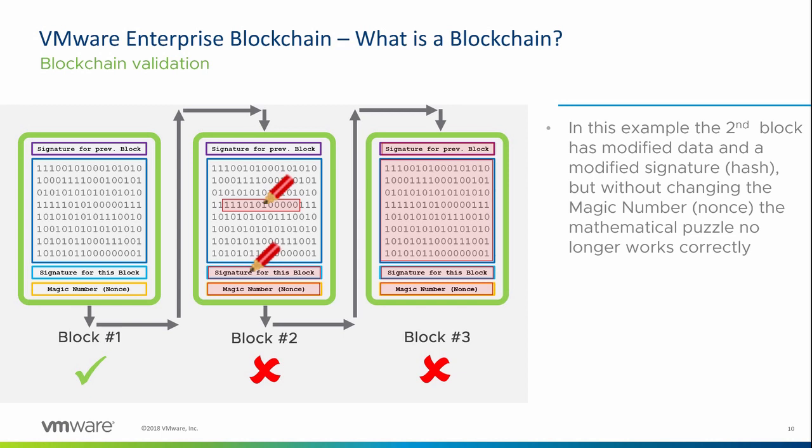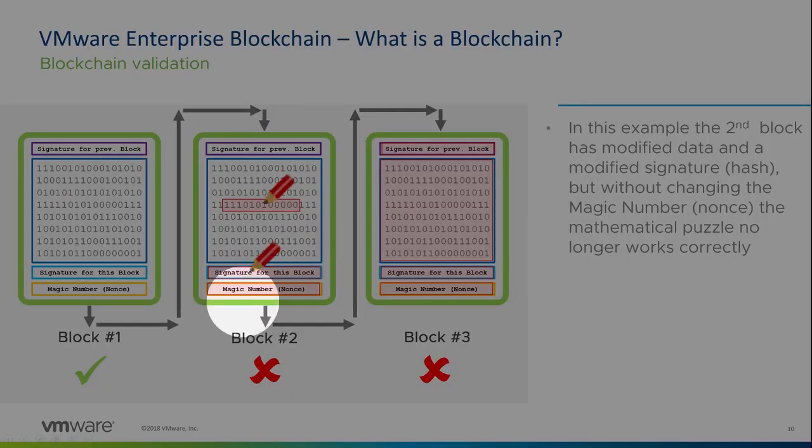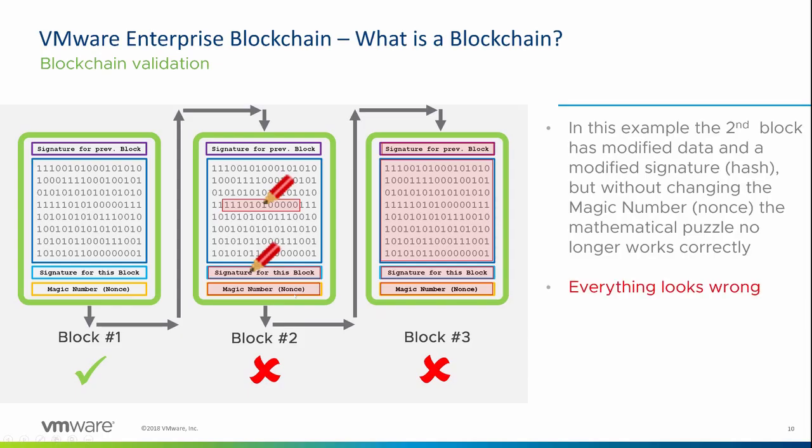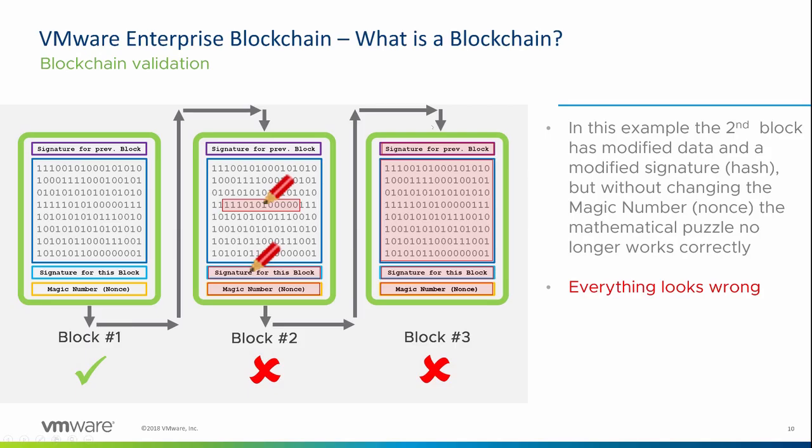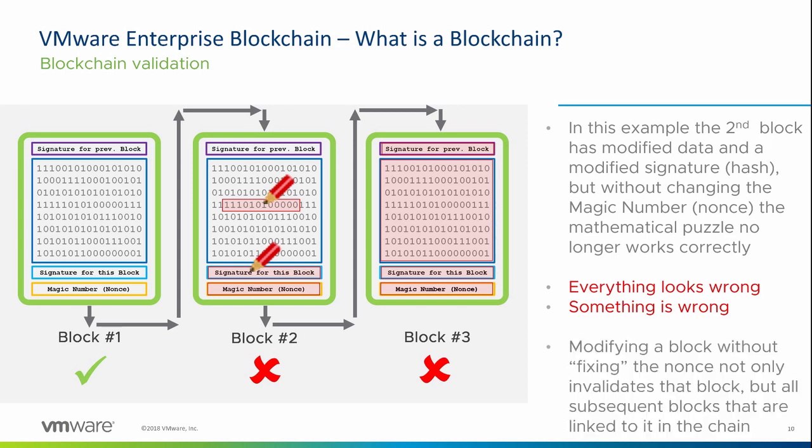So just as it says here, the second block has modified data without a modified signature, and without changing that magic number or nonce, the puzzle no longer works, and this now looks invalid. And because of that, any subsequent blocks also look invalid. So everything looks wrong because something is wrong. So it's not just difficult to tamper with this, but it's tamper evident. So we talk about tamper proof and tamper evident. Tamper proof means it's hard to modify it. Tamper evident means it's easy to tell that somebody has tried to modify it.